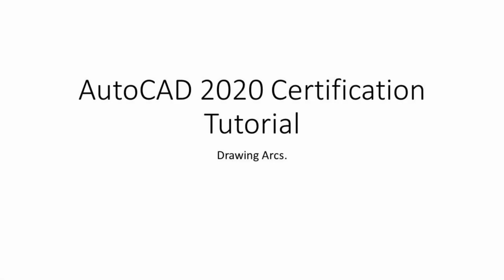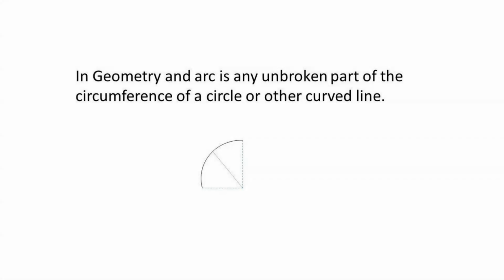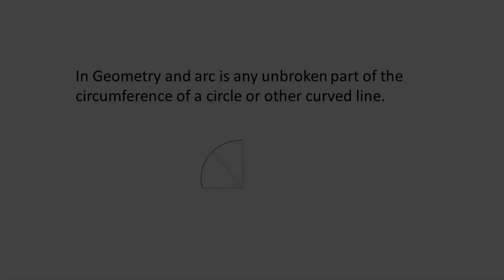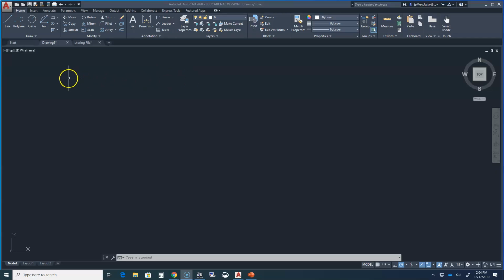What is an arc? In geometry, an arc is any unbroken part of the circumference of a circle or other curved line. In AutoCAD, there are 10 different methods for drawing an arc.